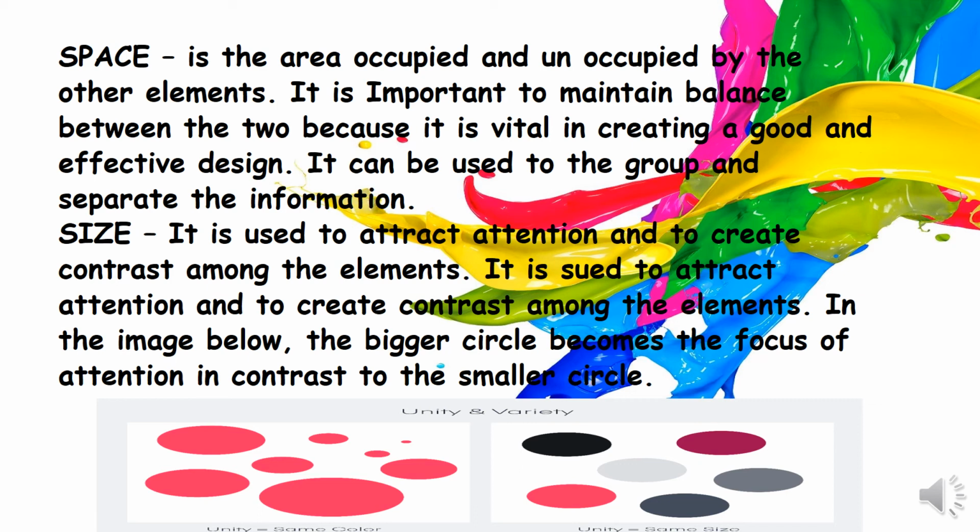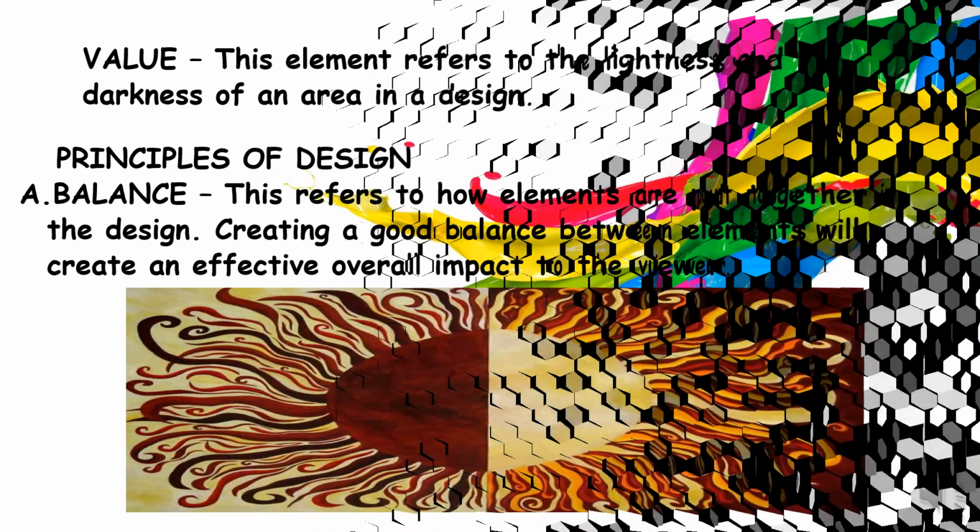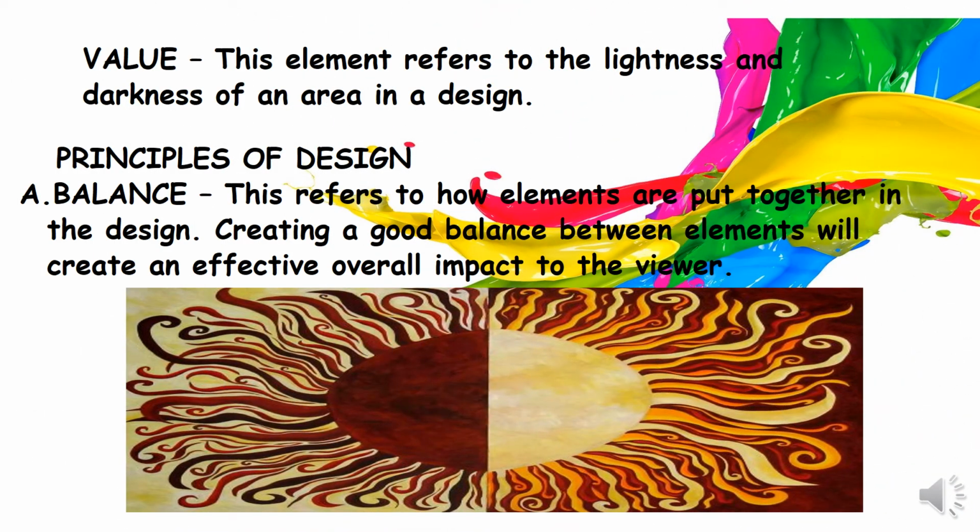The size of an object. Size is used to attract attention and to create contrast among the elements. In the image below, the bigger circle becomes the focus of attention in contrast to the smaller circle. Value in arts, this element refers to the lightness and darkness of an area in a design.